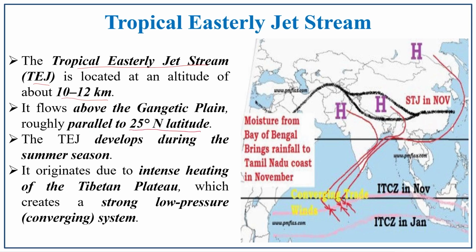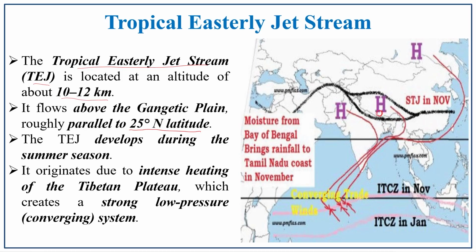This tropical easterly jet stream develops during the summer season because of what? The Tibet. In the Tibet you have low pressure. This low pressure, the intense heat in the Tibet, influences this jet stream, the tropical easterly jet stream. It is very interesting to note how wind travels in the northern hemisphere. Because of the Coriolis effect, it travels toward the right side. But here you can see it is traveling toward the western side. This is the major change.